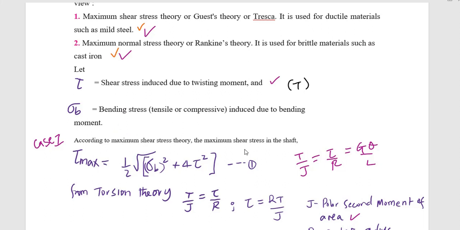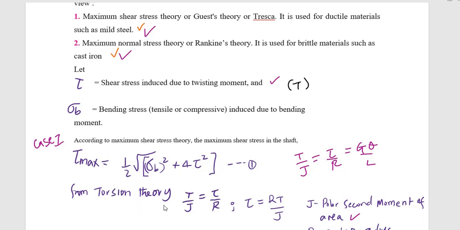Now case 1, if we are to consider the maximum shear stress theory in the shaft, it states that tau max, or the maximum shear stress, is equal to half of the square root of the bending stress squared plus 4 times the square of the shear stress in the component.